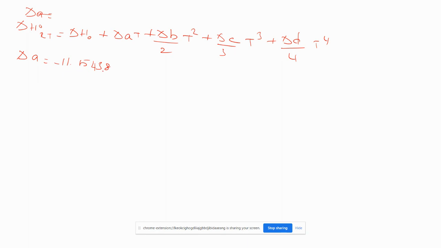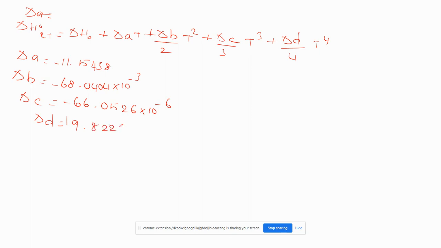Del A is minus 11.5438, del B will be minus 68.0404 into 10 power minus 3, del C is minus 66.0526 into 10 power minus 6, and del D value will be 19.8226 into 10 power minus 9.